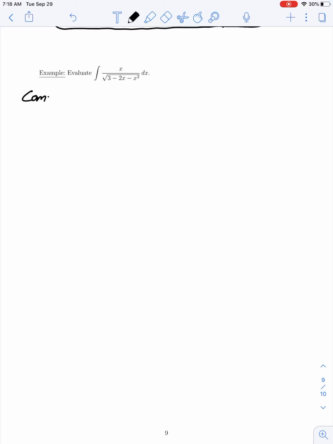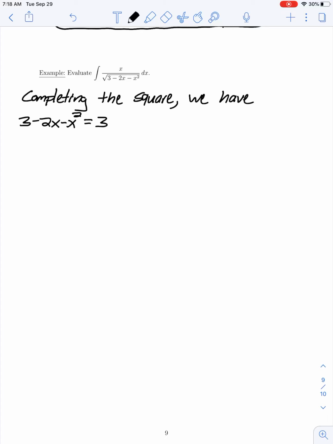So here, let me start by saying completing the square for this quadratic, we have 3 minus 2x minus x squared could be written as 3 minus the quantity, let me write it as follows, x squared plus 2x, or 3 minus, for this expression in parentheses, I could complete the square by adding 1, and let's see what this buys us.